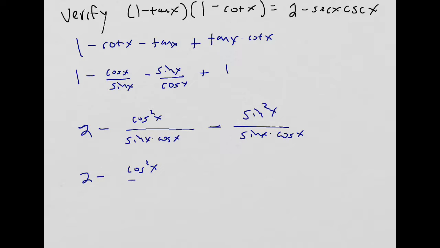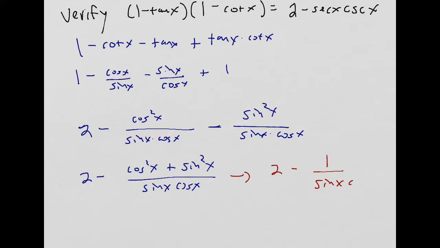Now here's where you're going to be very careful, because of this minus in front. This actually just distributes, and that becomes a plus. So we get 2 minus cosine squared x plus sine squared x, and there's a Pythagorean identity, right? The Pythagorean identity says that cosine squared plus sine squared is just equal to 1. So take a look what happens here. We get 2 minus 1 over sine of x times cosine of x.